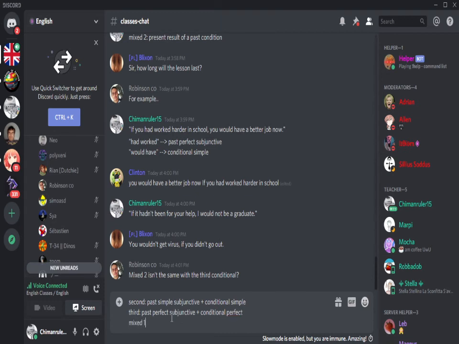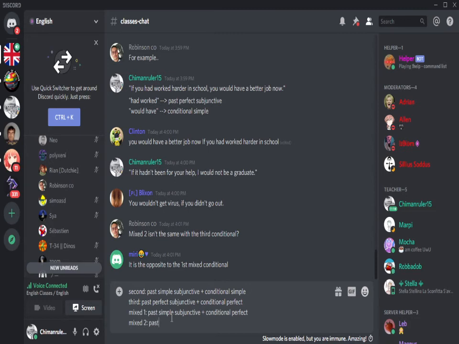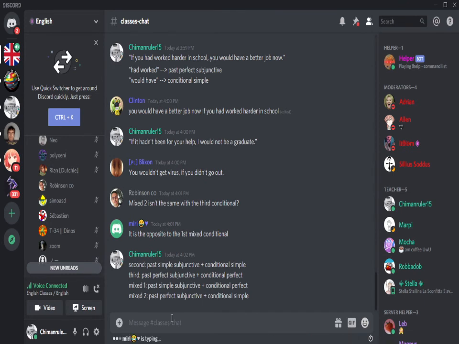Mixed 1 is past simple subjunctive with conditional perfect. And mixed 2 is past perfect subjunctive with conditional simple. So you can see that they're all not the same. They all mean slightly different things.